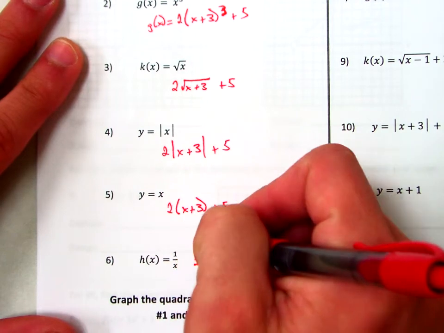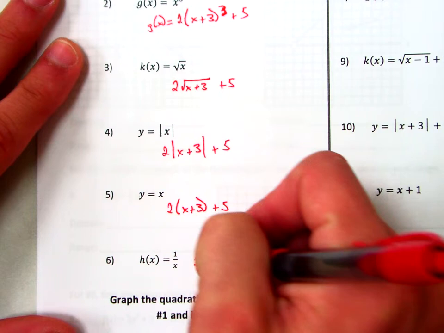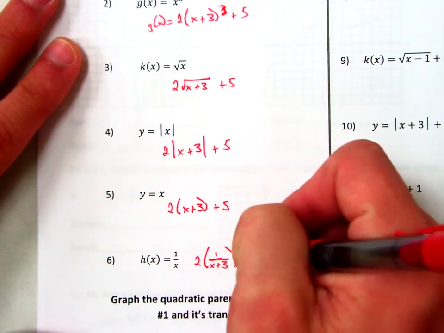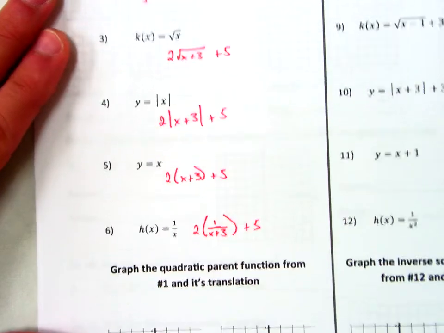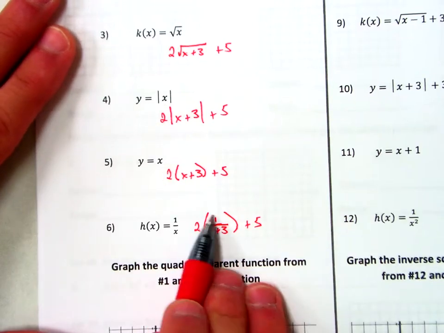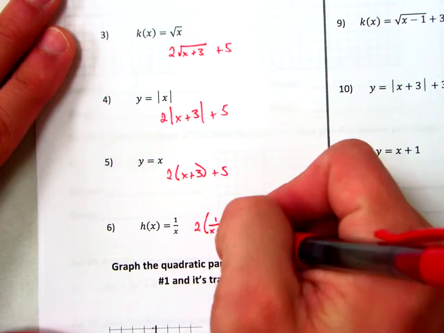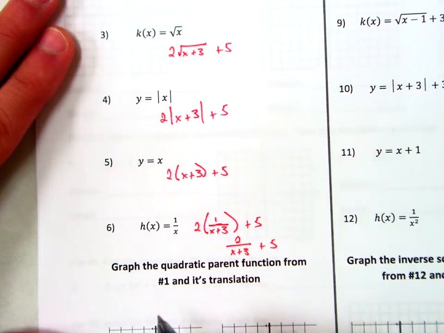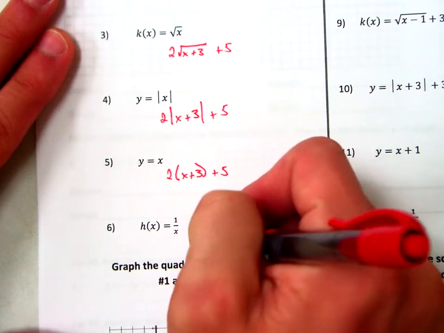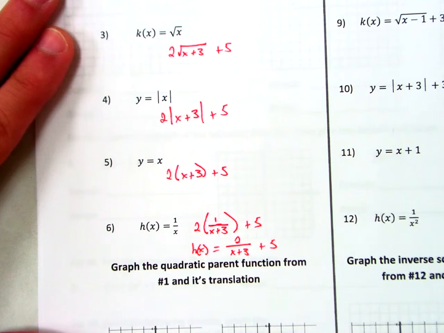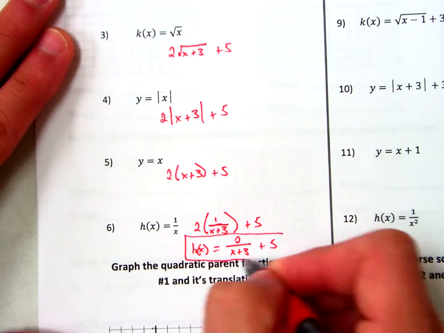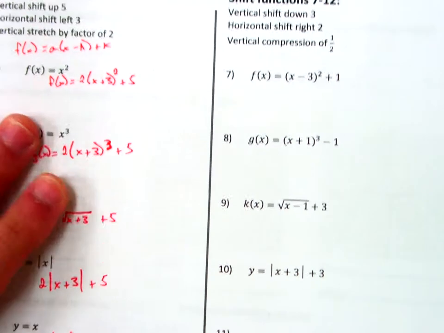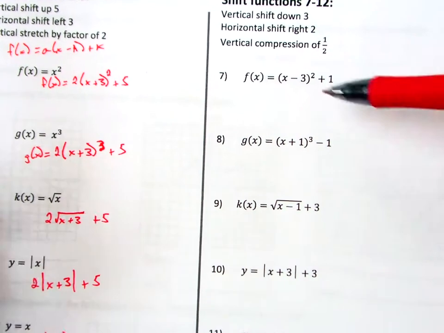So stretch by a factor of 2. This one's kind of interesting right here. 1 over x plus 3. These rational functions are always kind of difficult. Plus 5, something like that. But that 2, when it gets distributed into here, it's just going to be on top. So it's going to look like this, actually. 2 over x plus 3 plus 5. Like that. So this is the one we're looking at. And if you're concerned with that number on the top, it's a 2. Bad handwriting.